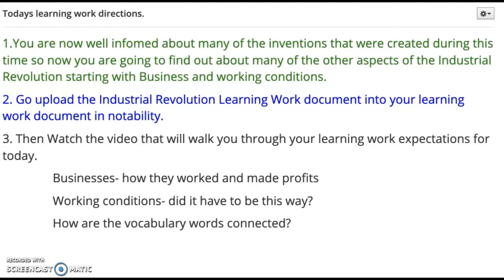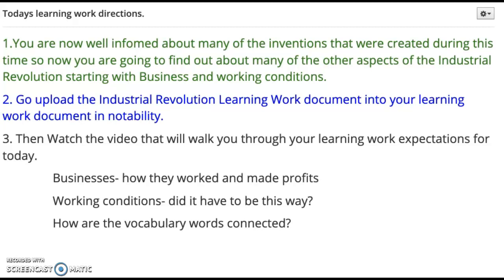You are now well informed about many of the inventions that were created during the Industrial Rev, as your classmates did a great job presenting on them. And now we're going to start to look at other aspects of the Industrial Rev, starting with businesses and working conditions. So you're going to start by going to today's folder and uploading the Industrial Rev Learning Work document into your Learning Work document in Notability.